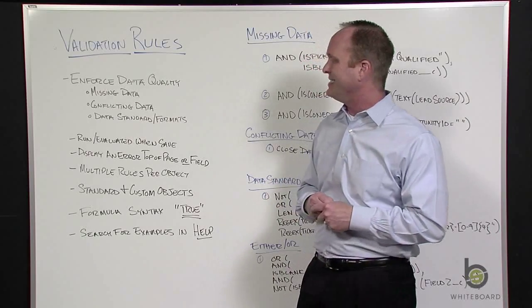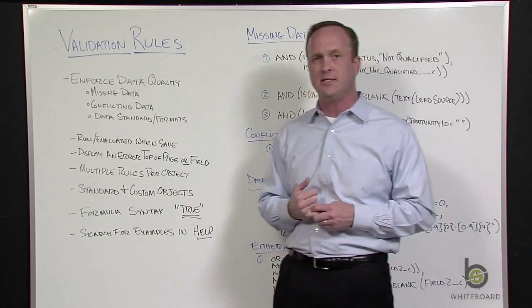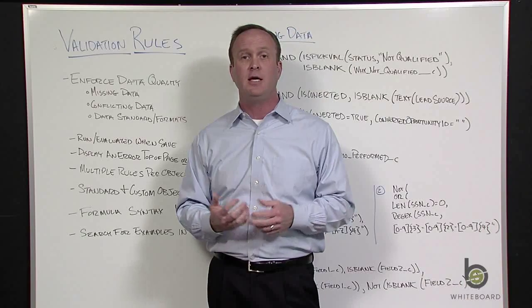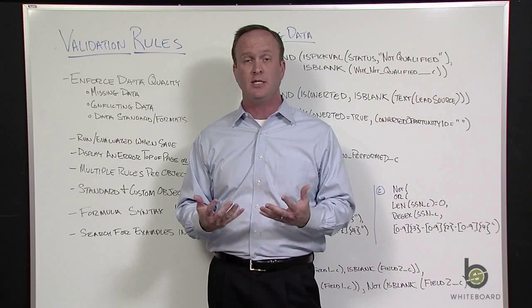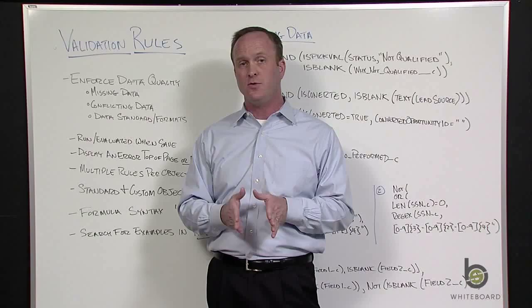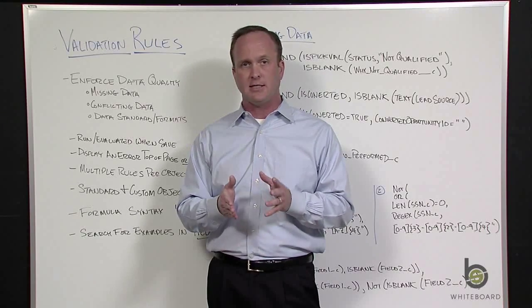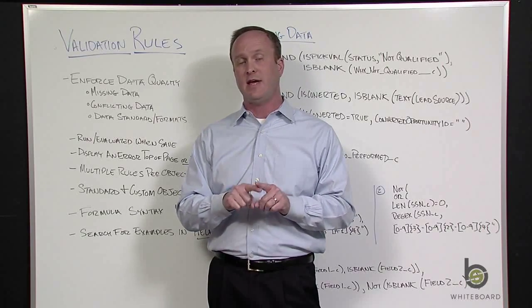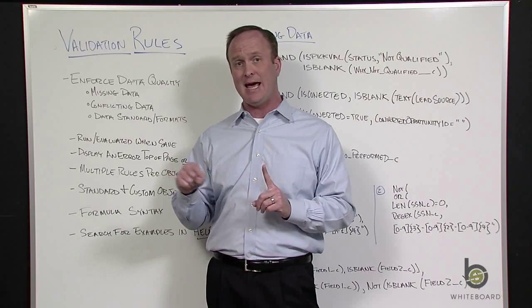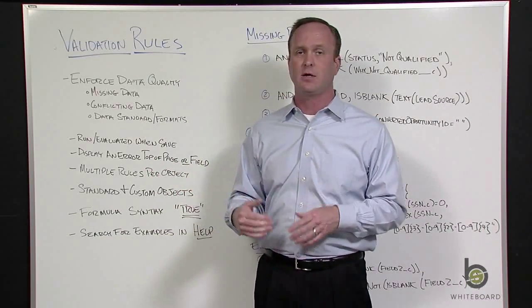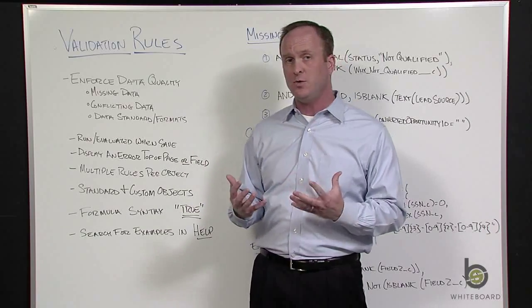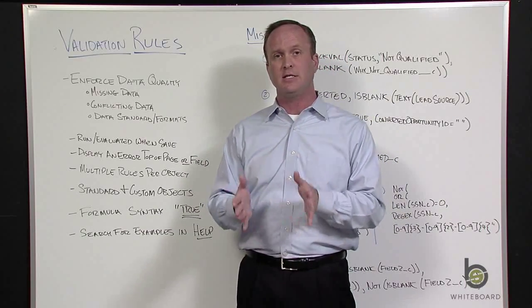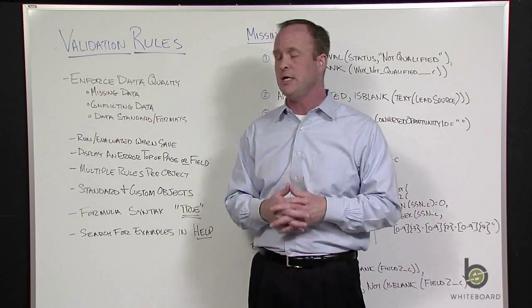And making sure that you have consistent data standards and formats. Probably the most popular example of that is the state field on addresses. If you want to make sure users are putting in a two-digit state, Texas, TX, rather than having someone spell out Texas and saving the record, you want to put a validation rule in place to make sure they can't save a record unless it conforms to the standards that you have in place.